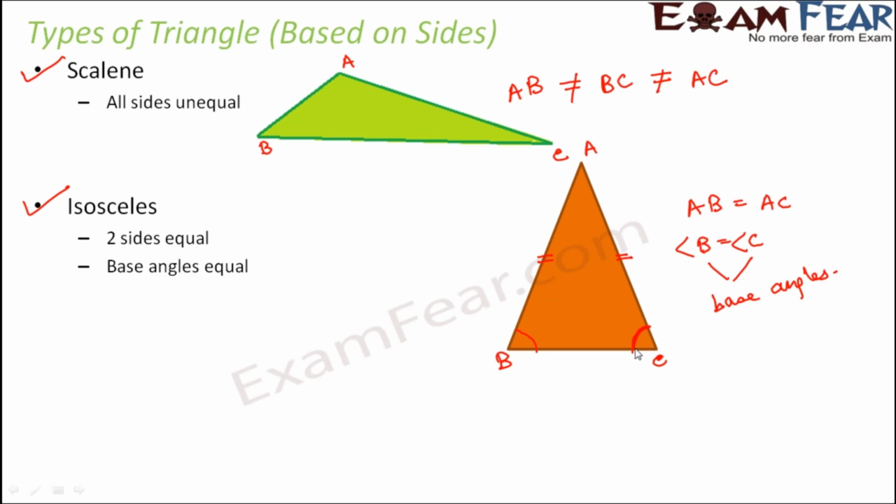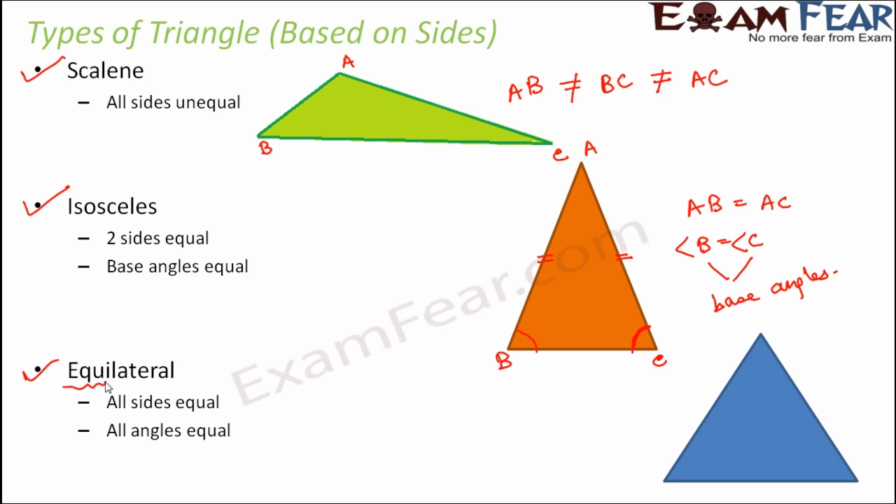Can you guess what would be the third type of triangle? See, first type of triangle was scalene, where all sides were unequal. Second type was isosceles, where two sides are equal. Third is equilateral, where all sides are equal. The word equi comes from equal. So all sides equal, all angles equal.